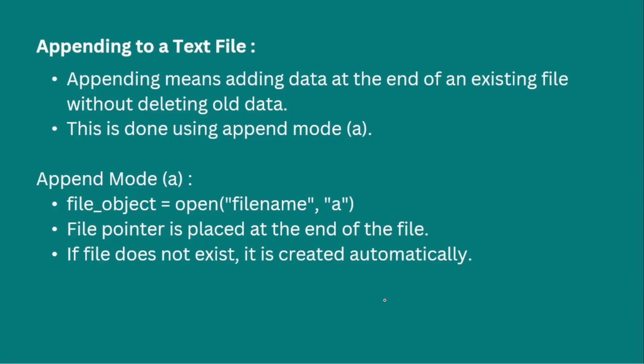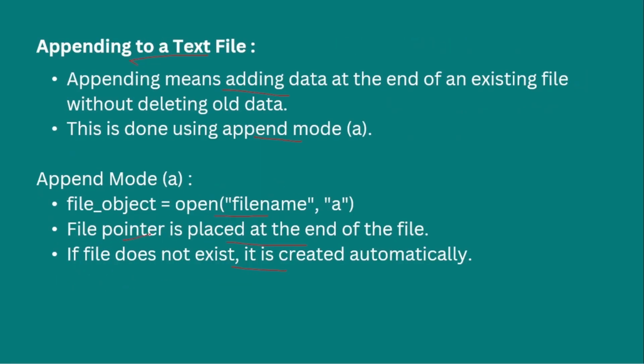So the next is appending to a text file. Appending means adding data at the end of an existing file without deleting old data. We are not overwriting the data, we are just adding data at the end of the file. This is done using append mode. In append mode, the file pointer is placed at the end of the file, because at the end only the data is added. If the file does not exist, it is created automatically.